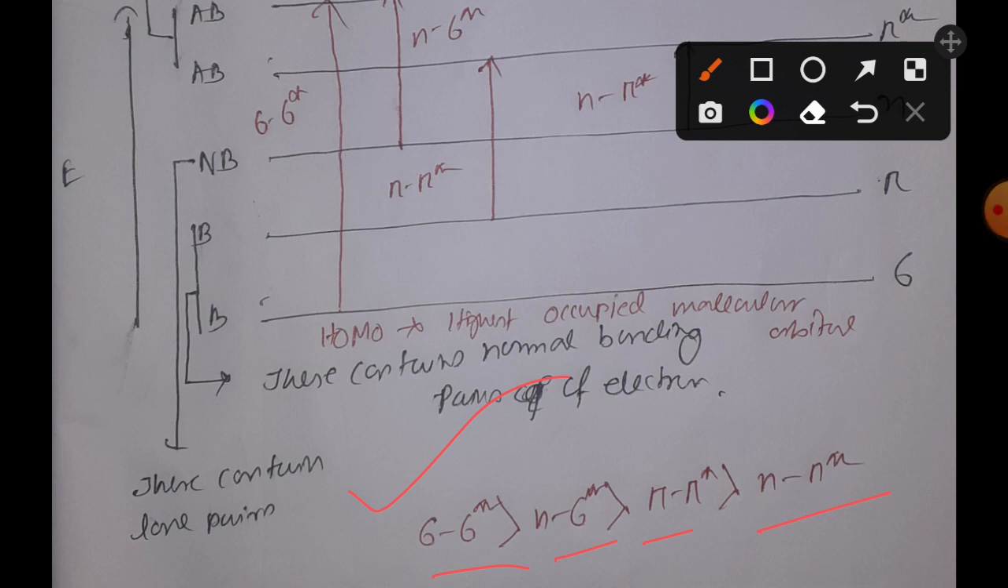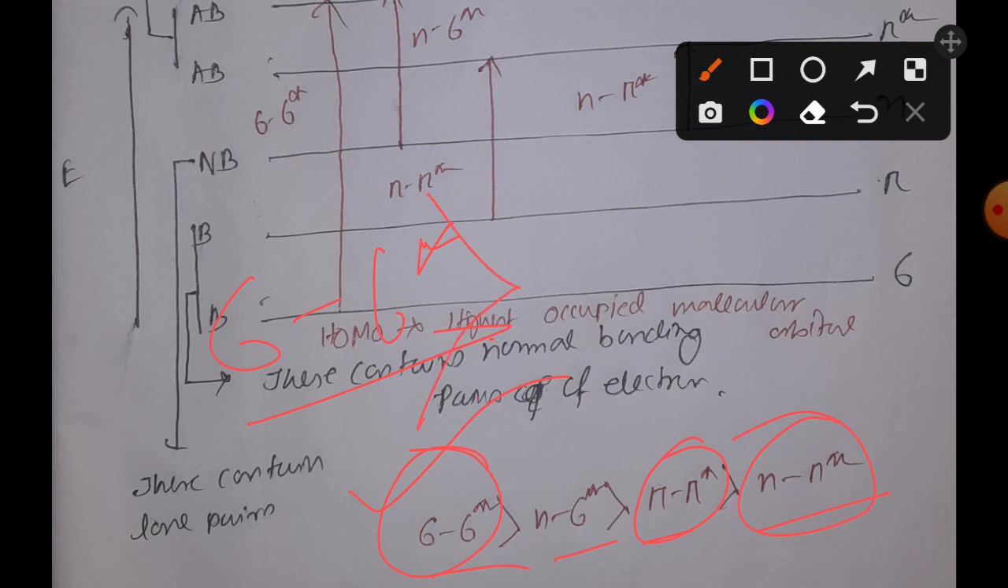You can simply remember this: the power of sigma is high, so you need more energy for undergoing any kind of sigma transition, right? So sigma to sigma star will be highest, then n to sigma star, then pi to pi star, and n to pi star. And you can also remember that similar transitions require greater energy, so the order can be easily remembered in such a way.